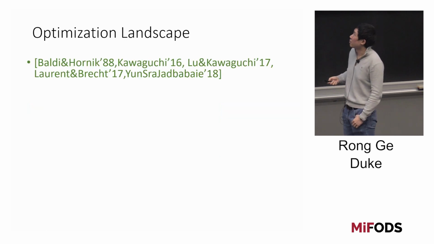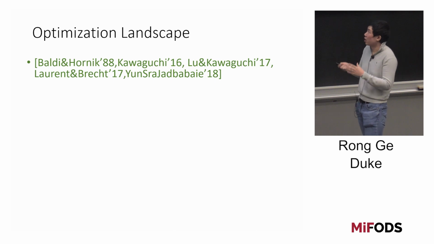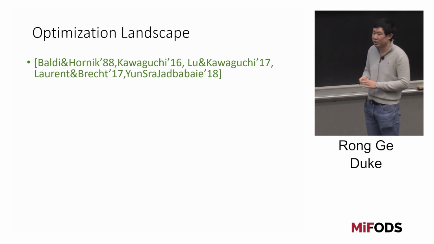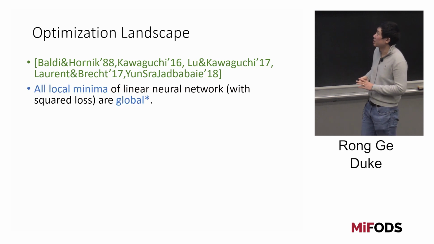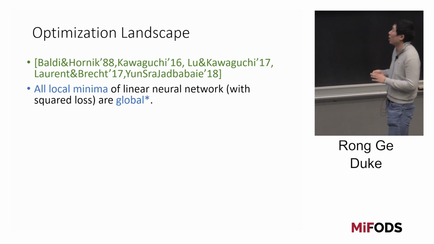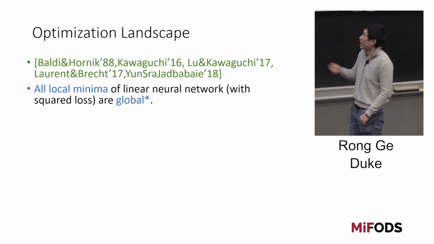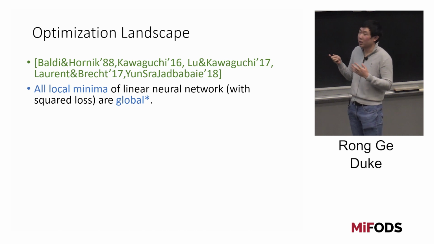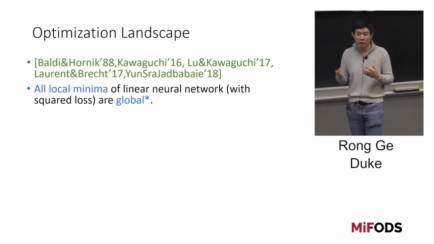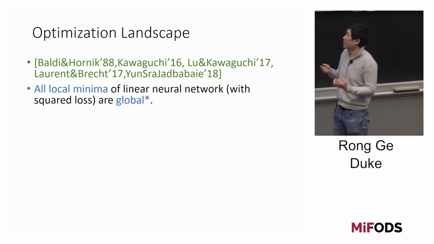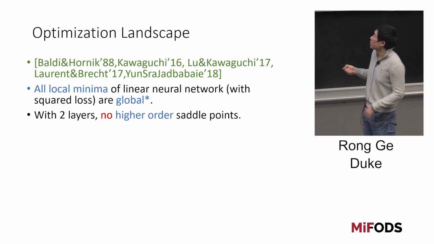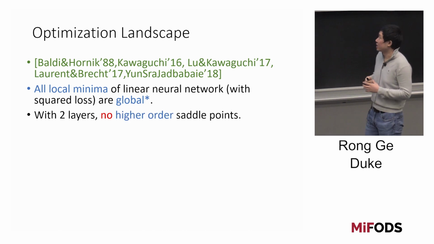So there's actually a lot of people looking at this. It goes all the way back to '88, but more recently, there are many other results. So essentially, what these results show is that all local minima are globally optimal. I have a star there because all of these works have different technical assumptions on what x and y need to satisfy in order to get this result. And they are not really comparable, and it's also not very clear whether those assumptions are necessary. So with 2 layers, we actually know the optimization landscape is very good.